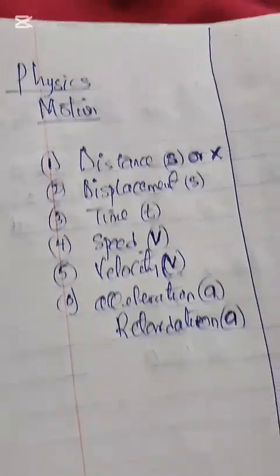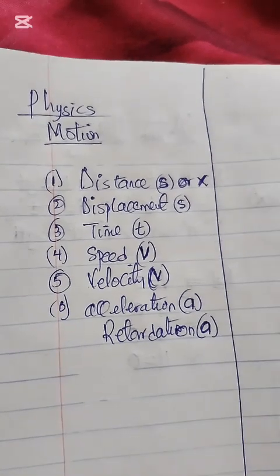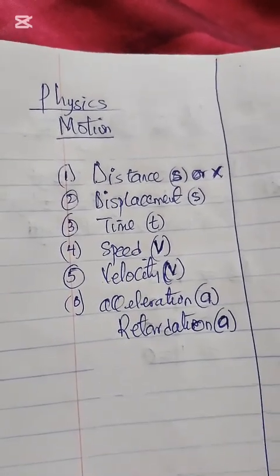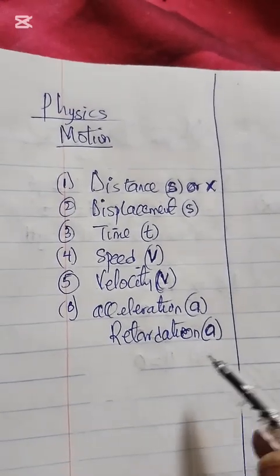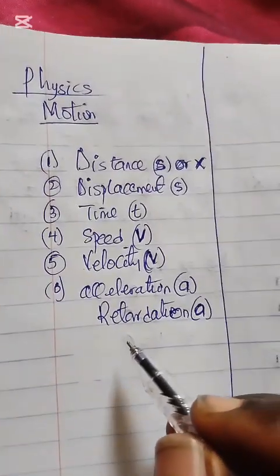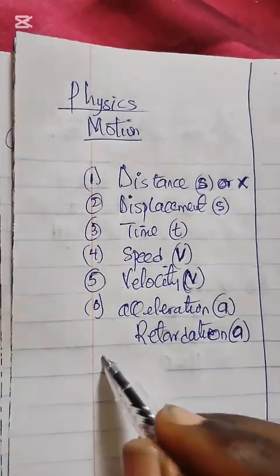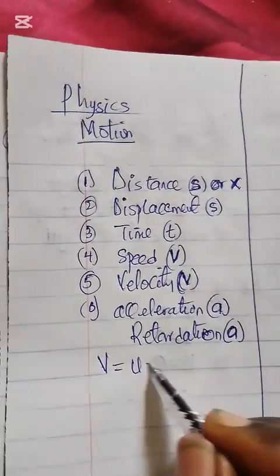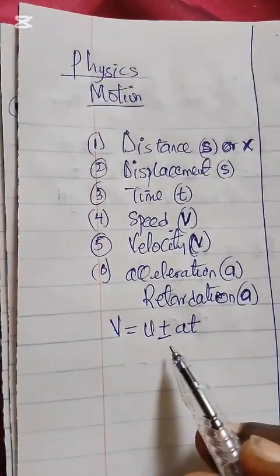describing rectilinear motion. In today's video, our major focus will be on calculation of rectilinear motion. So if you want to solve questions on rectilinear motion, you should be familiar with the equations of uniformly accelerated motion, which include 1, v equal to u plus or minus at. So this is called the first equation of motion.